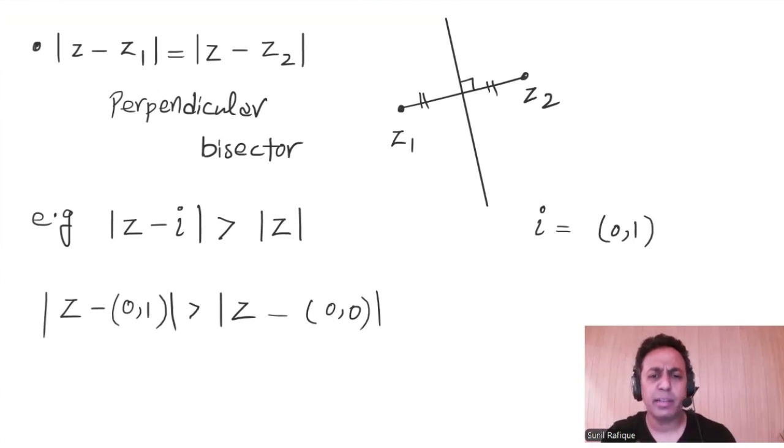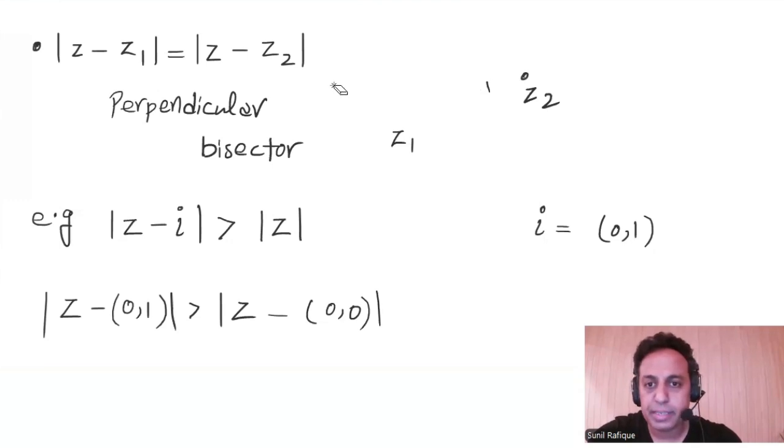So what does this mean? That the distance of z from 0, 1, listen to me carefully, is more than the distance of z from 0, 0. So stop and think about it. Will z be closer to 0, 0 or will z be closer to 0, 1? You get it? It will be closer to 0, 0 since its distance is less from 0, 0. So let me just sketch it over here.